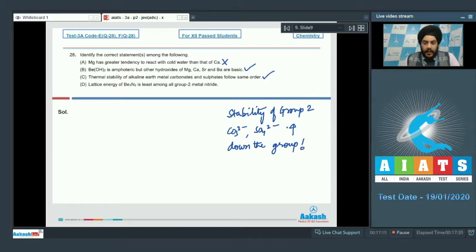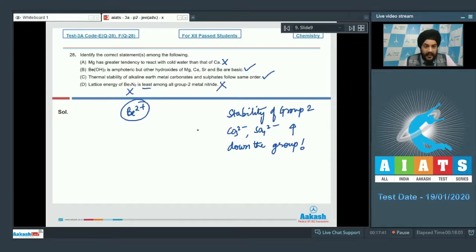Okay, so option C is also correct. If you talk about option D now, lattice energy of beryllium nitride is least among all group 2 metal nitride. So this is not correct, students. This is going to have the greatest lattice energy because of the high charge density over beryllium 2 plus ions. So lattice energy is going to be the greatest for these. So this is also an incorrect statement, students.